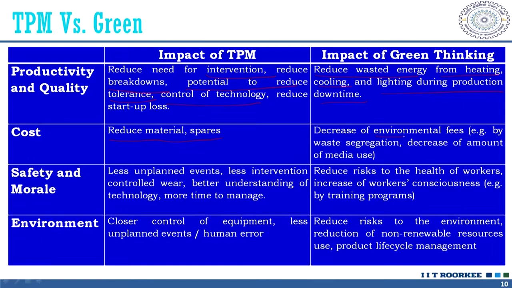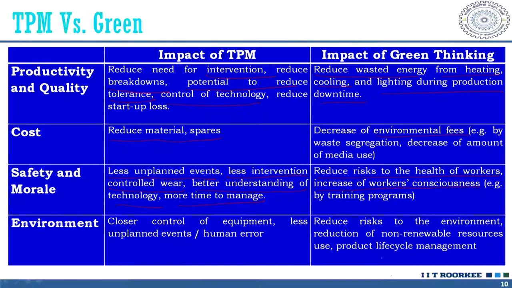Green thinking normally decreases environmental waste, like waste segregation, and decreases the amount of media use. Then it comes to safety and morale. With TPM there are fewer unplanned events and less intervention, controlled wear, better understanding of technology and more time to manage. Green thinking in the same parameter reduces the risk to workers' health and increases workers' consciousness. Through a training program about green thinking, workers will be aware of the latest concepts of green thinking, and it will also help them achieve the goals of sustainability.